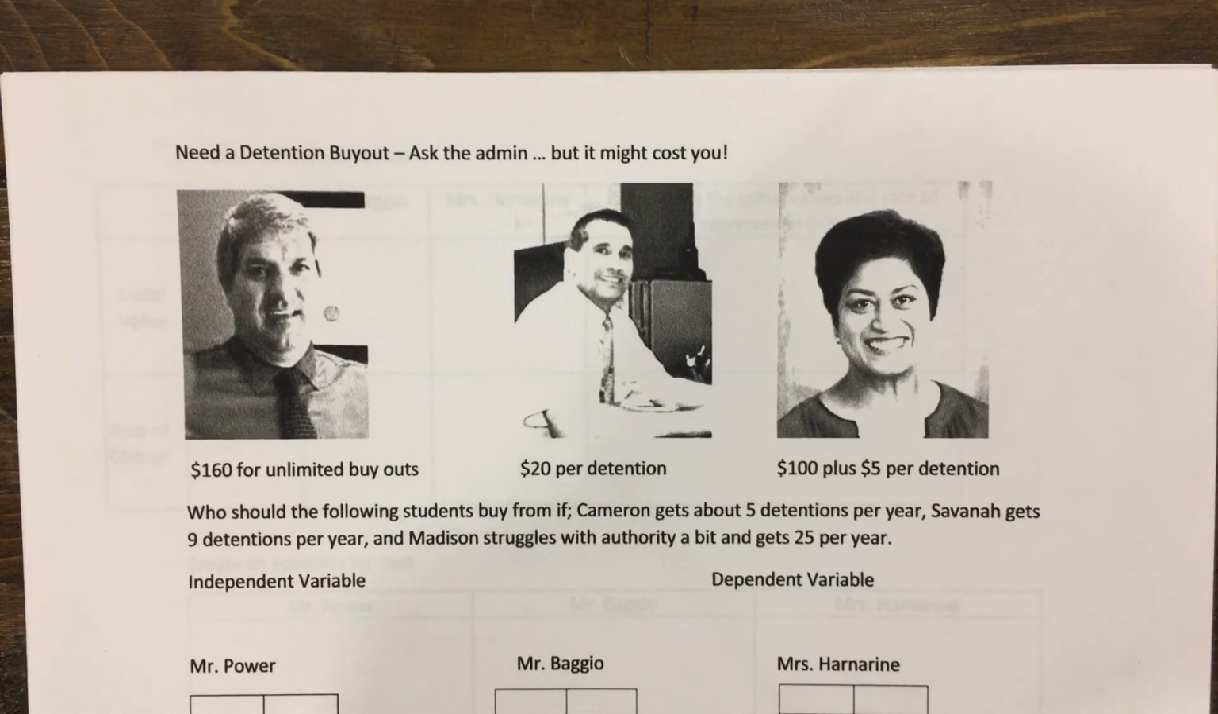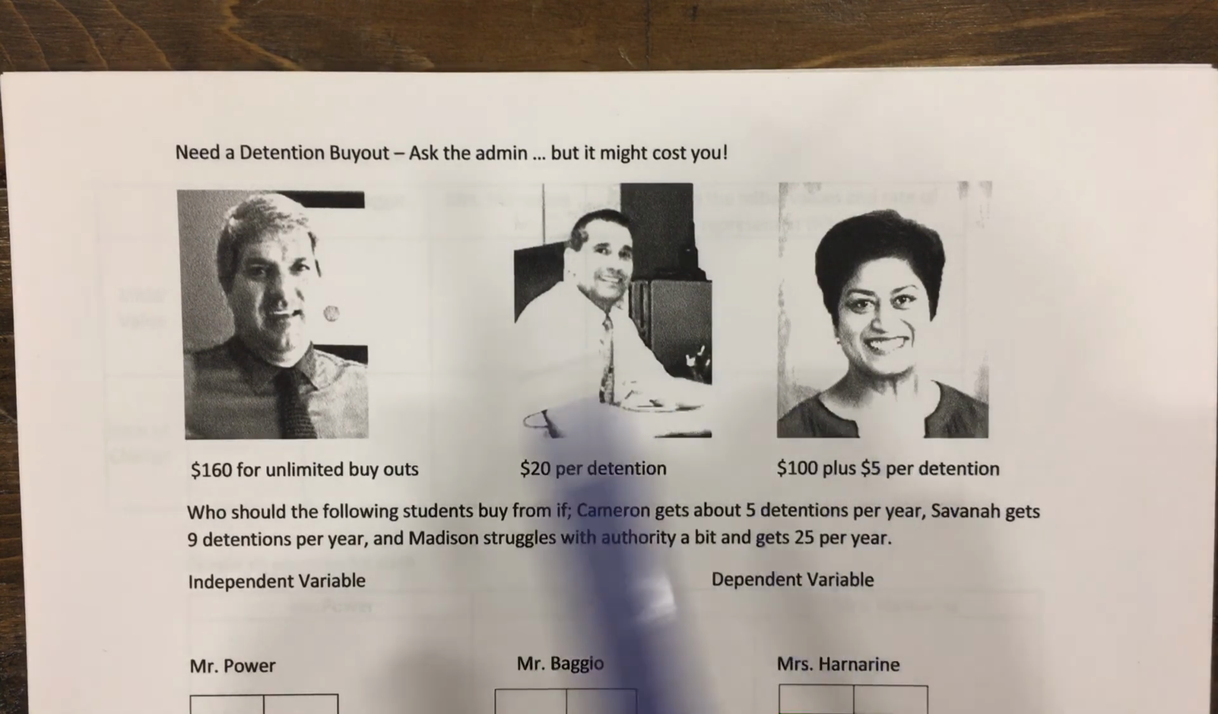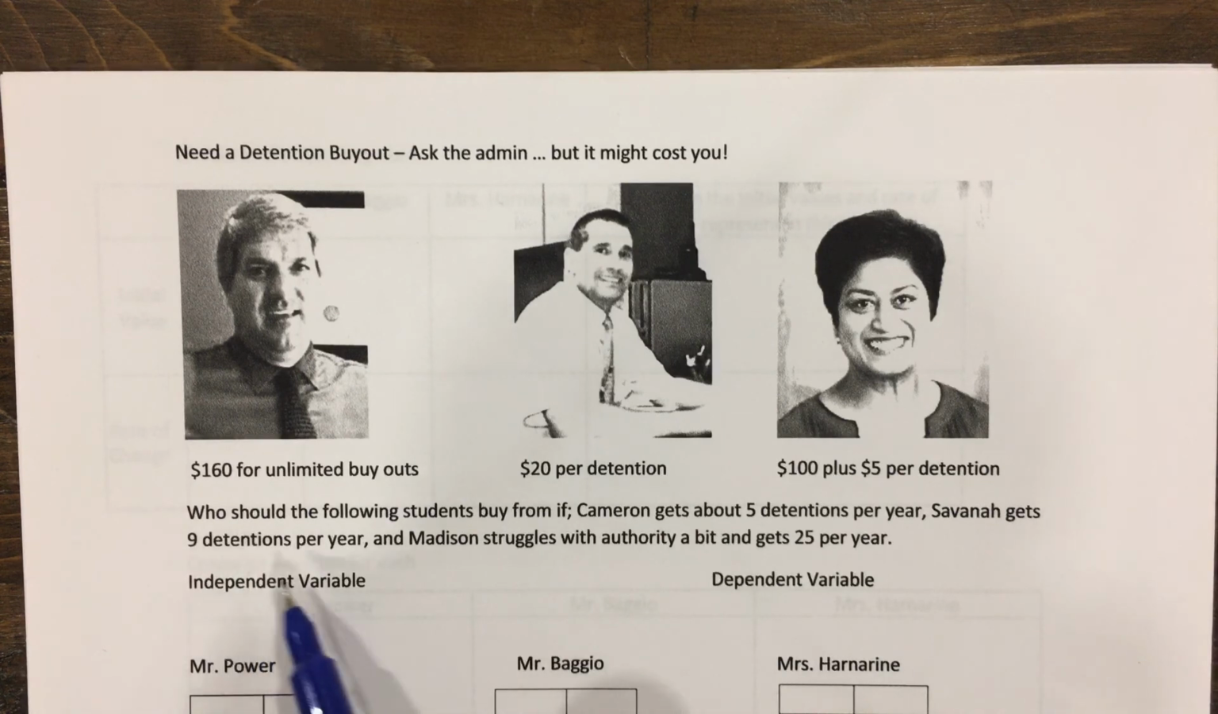Okay, so the question is, we have some students in the class who have detentions every once in a while. So let's say we have Cameron. He gets about 5 detentions a year. We want to find out what would be the best deal for him. Savannah gets 9 detentions a year. Savannah has a problem with authority sometimes, but not all the time. So she gets about 9 detentions a year. And Madison, well, she struggles. She struggles with yelling at people and everything like that. So she gets about 25 detentions a year.